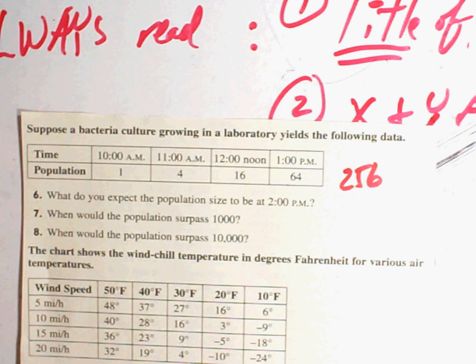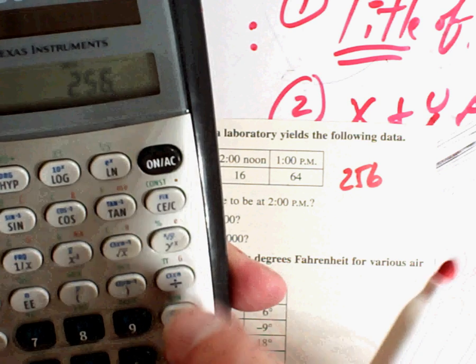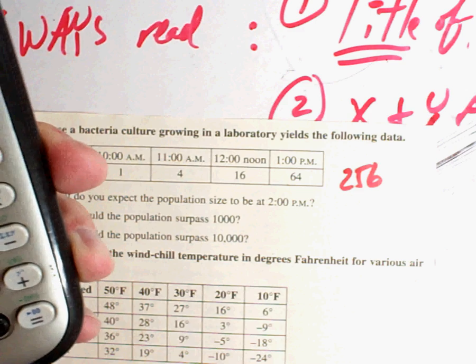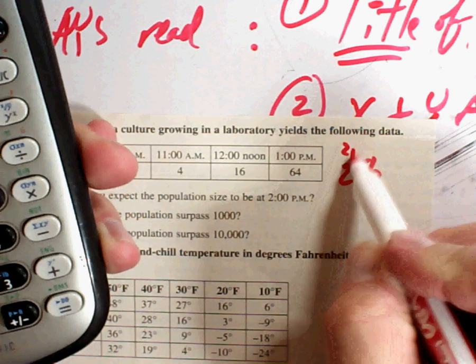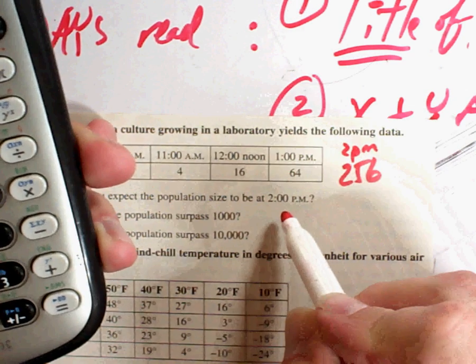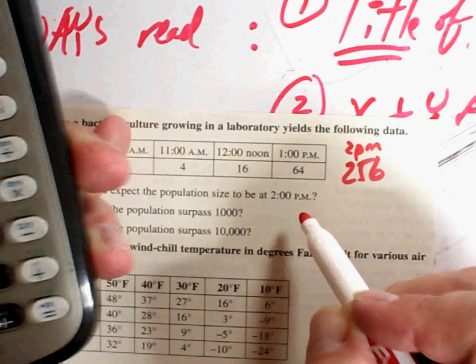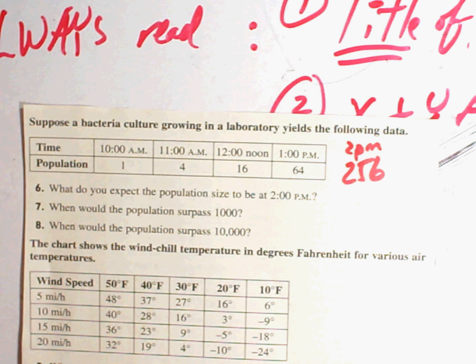What would be the population when it would pass or surpass 1,000? Well, just check your math real quick. What's 256 times 4? That's at 1,000. If this was 2 p.m., since that's 1,024 right there, it's going to be before 3 p.m. So I'm going to look at a time before 3 p.m. And so you can do some things with the information they give you.